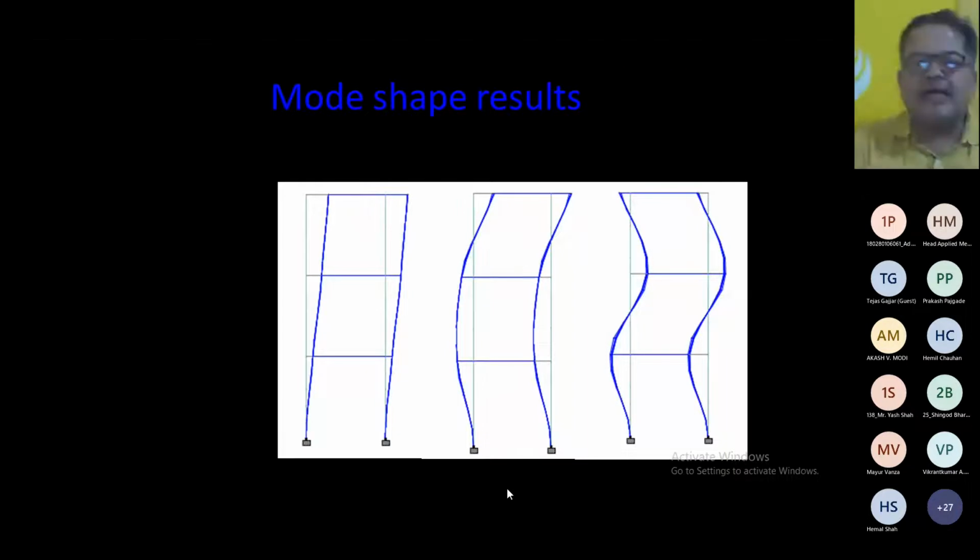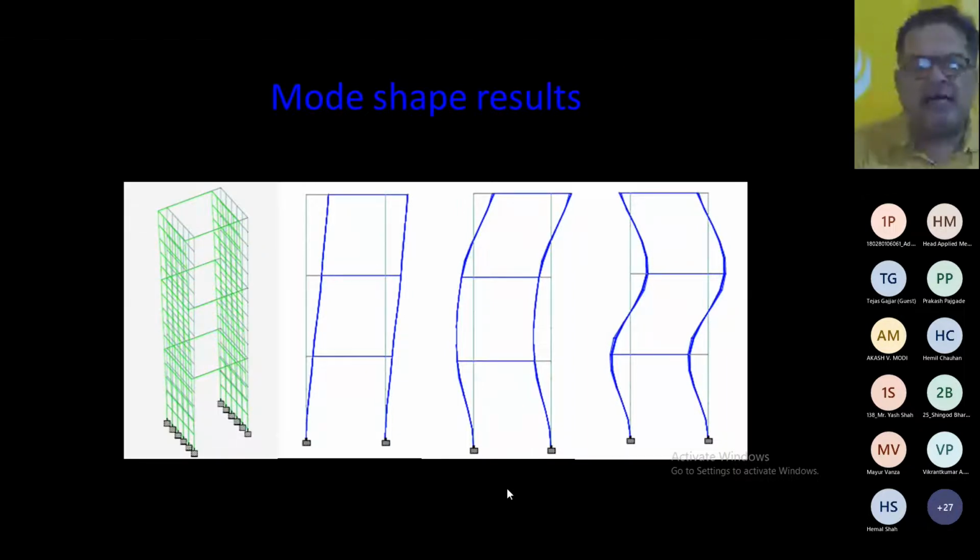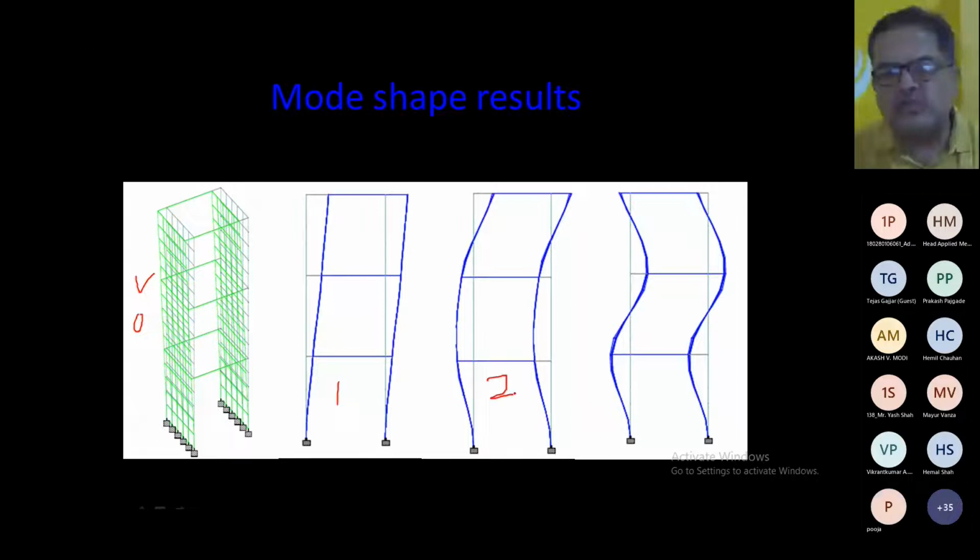So in the last lecture we said that this is a software model, right? And when we performed the analysis, then you can say this is the mode 1, this is the mode 2, and this is the mode 3, right? These 3 modes we are getting from the software, remember. Why am I saying this is the first mode? From the mode shape itself, you can identify whether it's the first mode, second mode, or third mode. How can you say that?